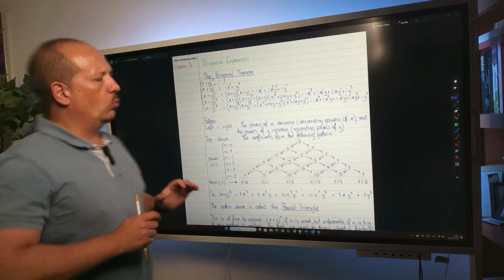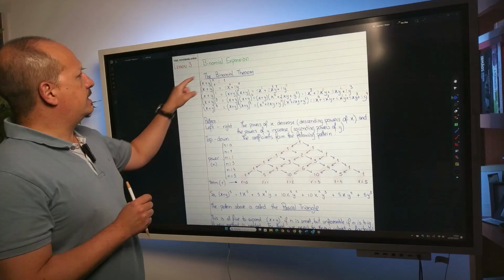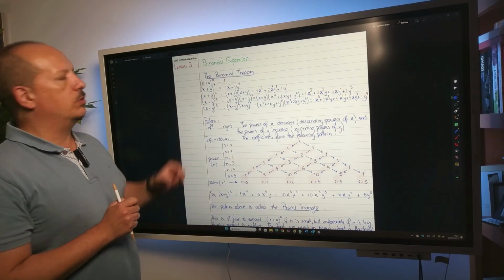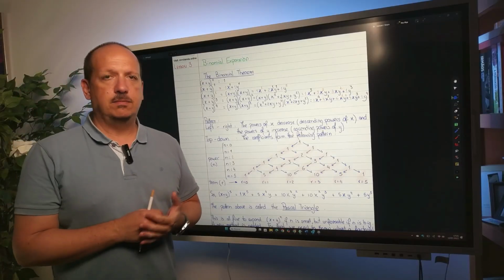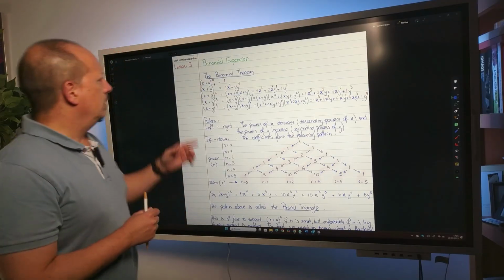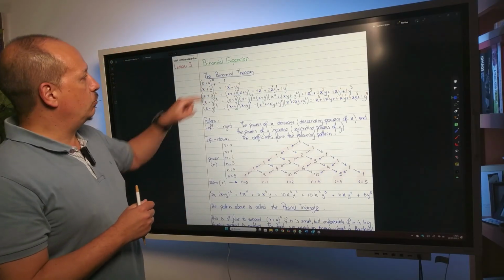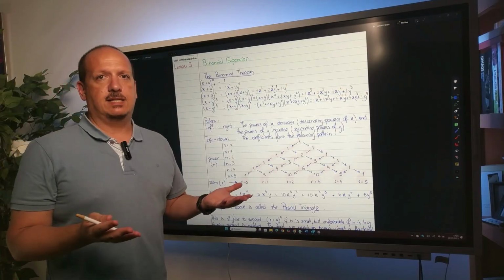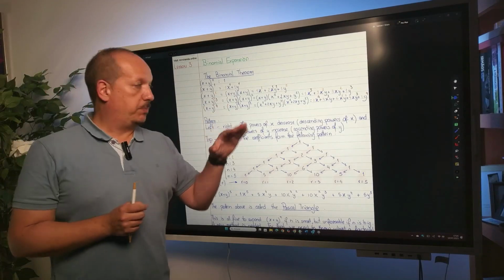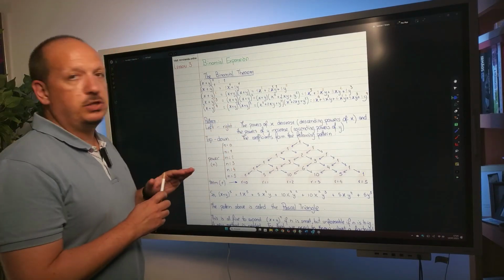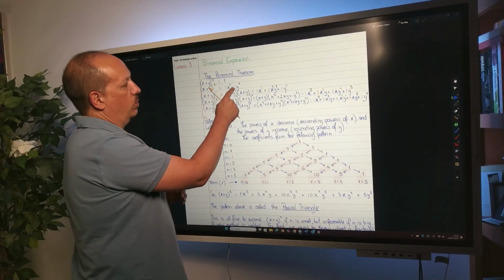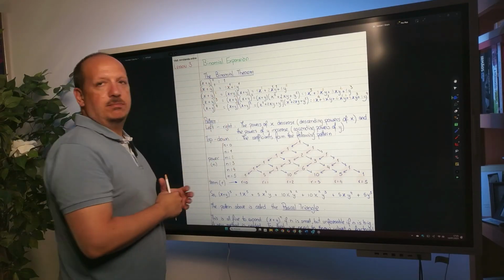And I'm going to start with this. Let's say that you have this expression over here, (x + y) to the power of 0. How much is that? Well, that's simple. Anything to the power of 0 is just 1. What if you have (x + y) now to the power of 1? That's simple as well. That's just x + y. But for the purpose of what I want to go, I'm going to put here the coefficients and the powers. So the coefficient is 1 and the power is 1.